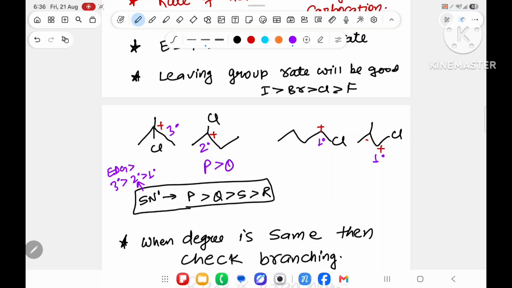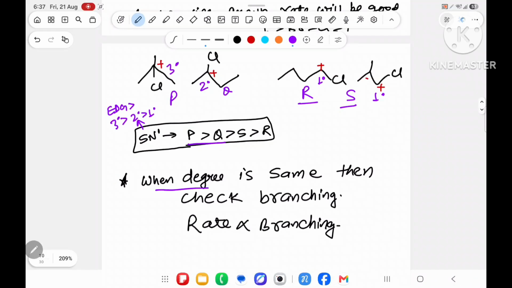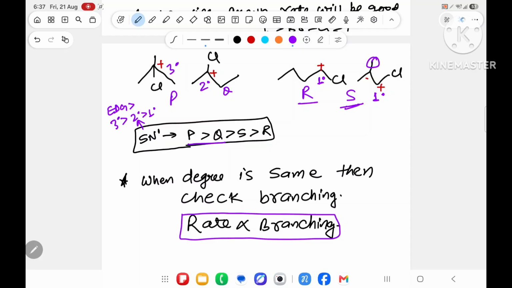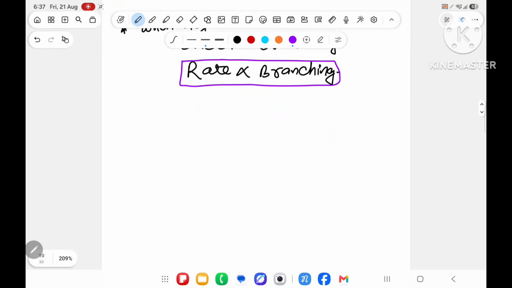Then after that Q: P, Q, R, S. So first P, then Q. In R and S, when the degree is the same, then check branching, and rate is directly proportional to branching. Over here 1 degree, over here 1 degree, but one has more branching and one has less, so S, then R. Understood? One more example I will take.